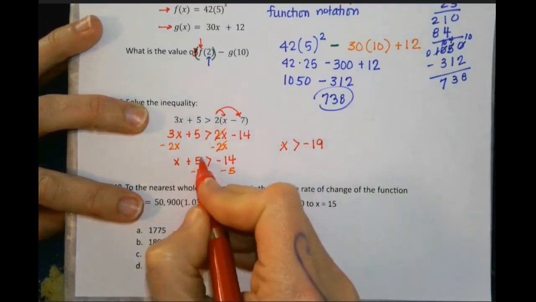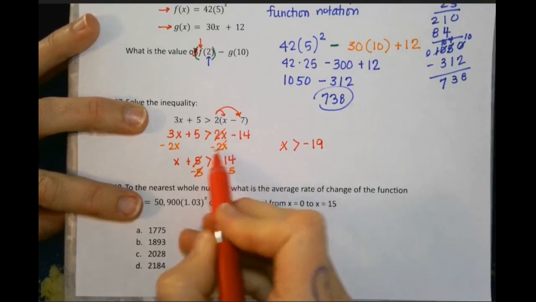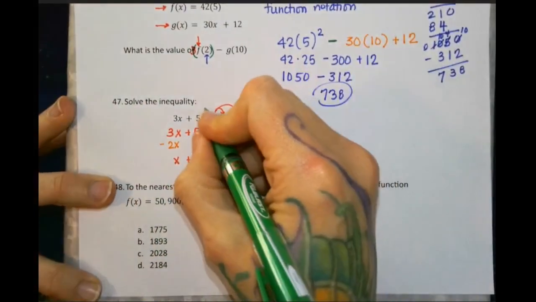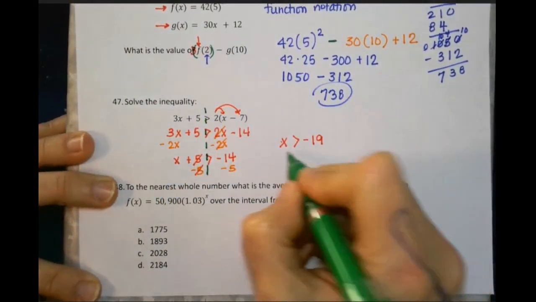And we subtracted 5 because that's the inverse of addition. Subtracted 2, again the opposite of positive, to move it across, in this case not the equal mark, but the inequality sign, the line of great divide. So x is greater than a negative 19.